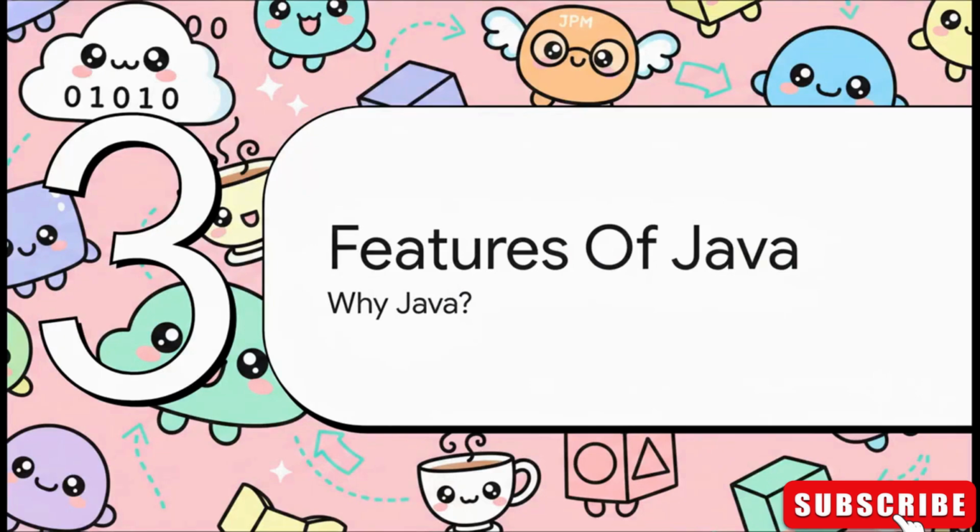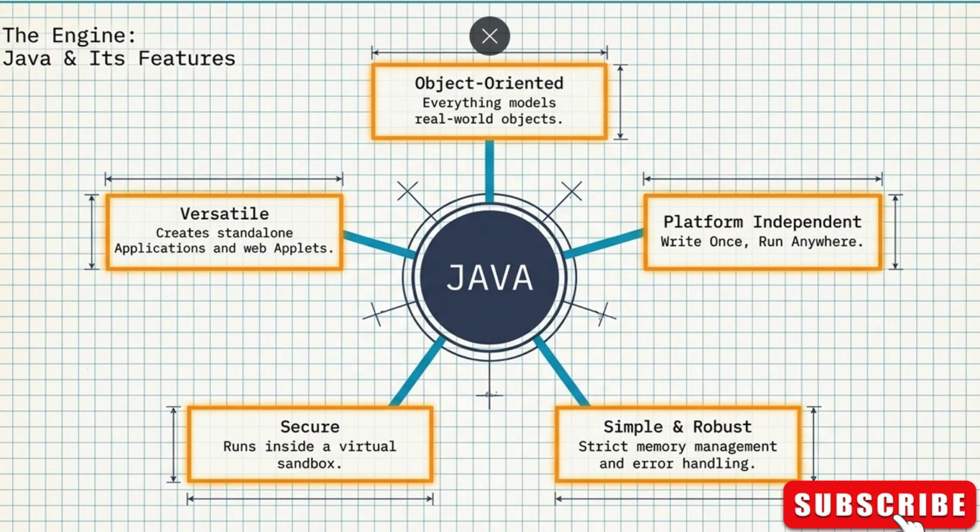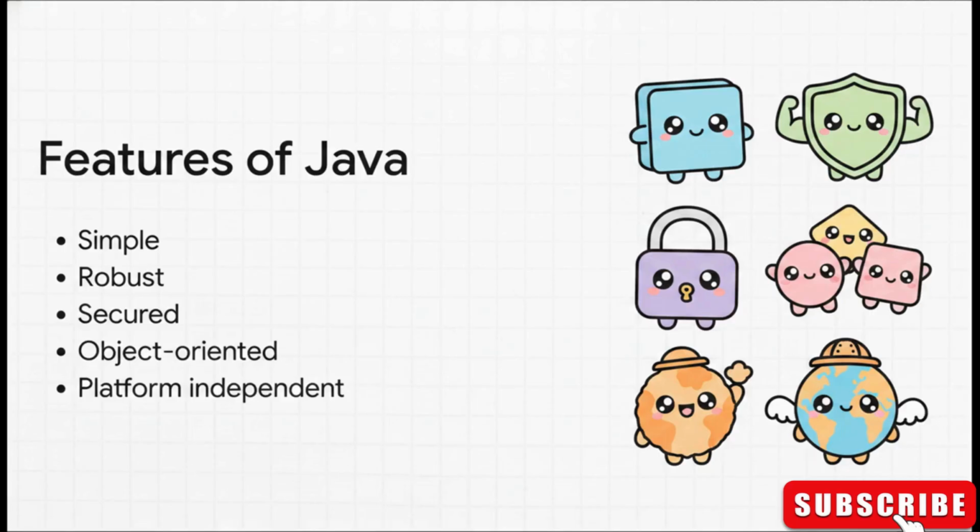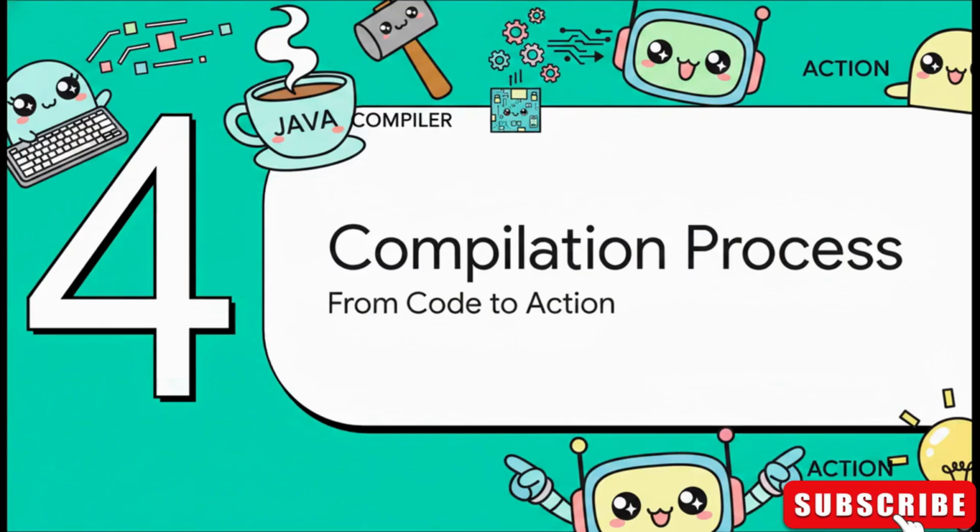All right, Section 3, features of Java. Now that we've nailed down the OOP concepts, let's look at the language that actually brings them to life. Java's immense power and global popularity come from a perfect combination of 5 key features. It's simple to code. Robust, meaning it's incredibly strong and error-free. Secured, object-oriented as we just saw, and crucially, platform-independent. That means you can write your code on one computer and run it on a completely different operating system without changing a single thing.